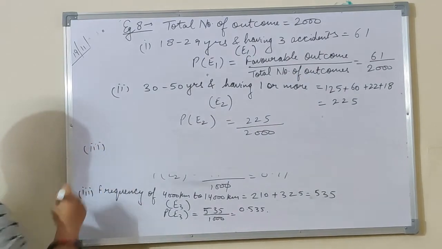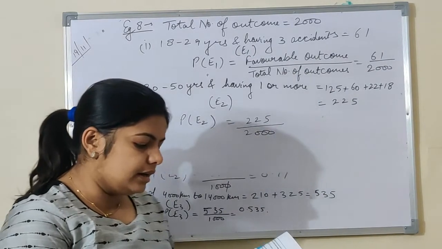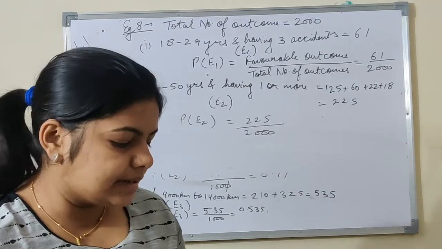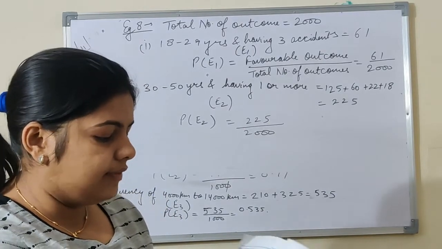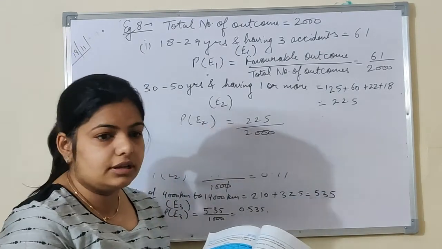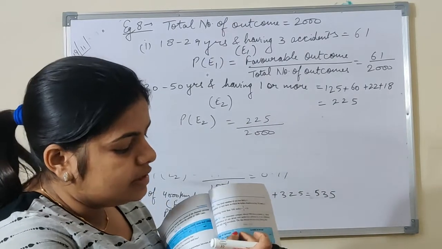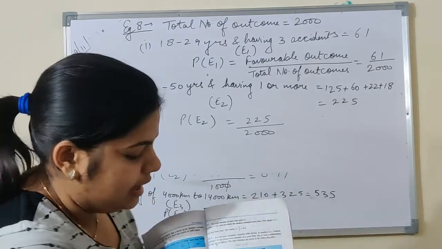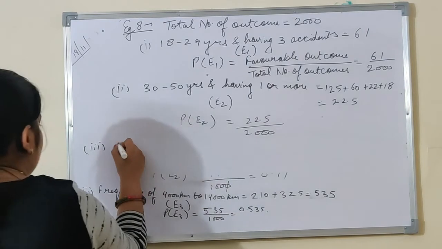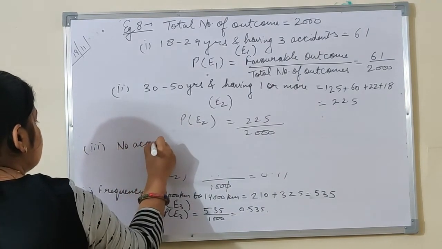Then come to the third part. Now in the third part it is saying having no accidents in 1 year. Having no accidents means it has not given the ages, age is not given, we will only look at the no accidents column. And that is 4-4, we will look at the no accidents column.